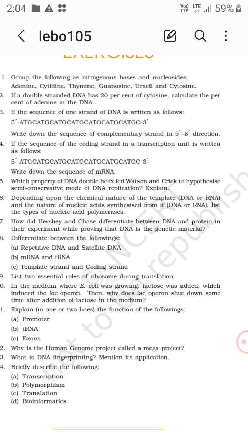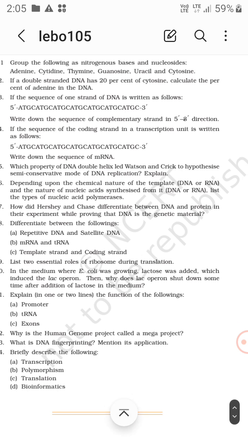So guanine is 20%, since GC pairs, and then 30% adenine, 30% thymine. Okay. If the sequence of one strand of DNA is written as follows, 5' to 3', write down the sequence of the complementary strand in the 5' to 3' direction.